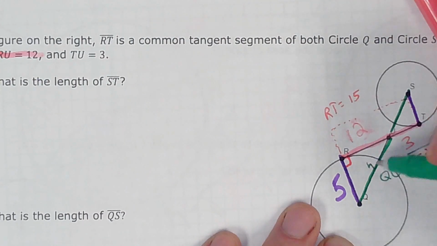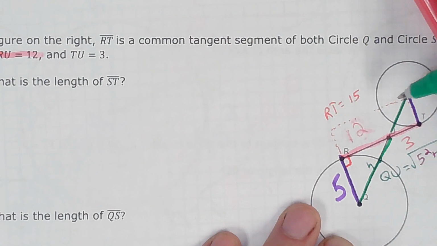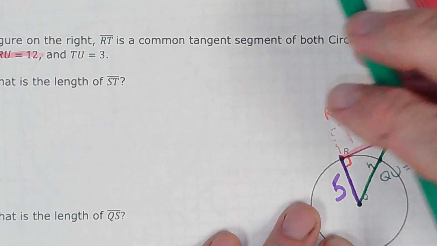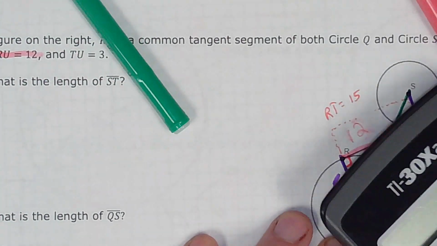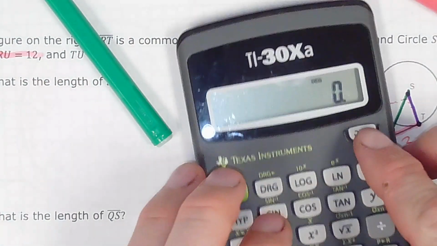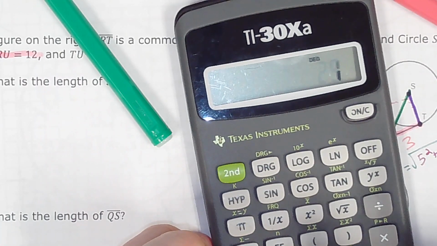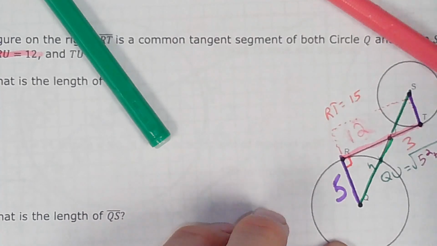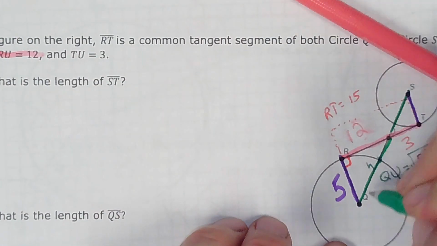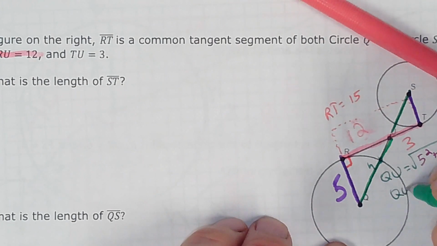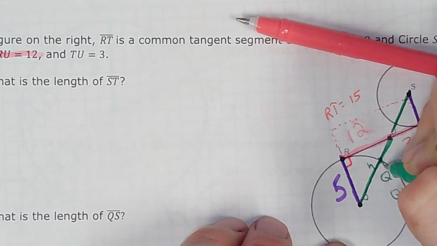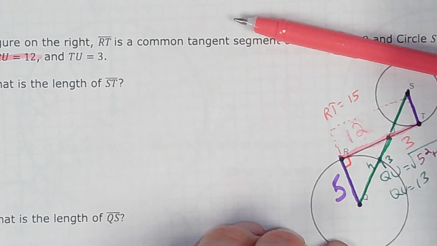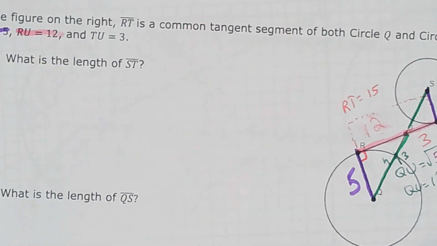QU is our hypotenuse, right? So it's the entirety of the hypotenuse, so we don't need to worry about this line segment or anything. So QU is 5 squared plus 12 squared, and the square root of that. So don't forget to take the square root of that. That's going to be 13. So QU equals 13.